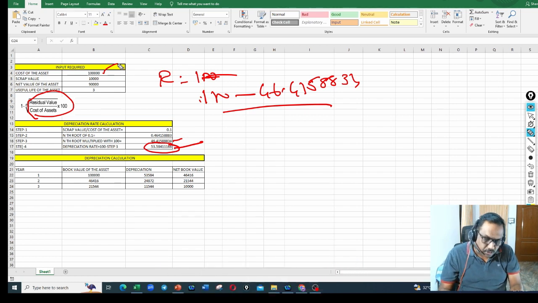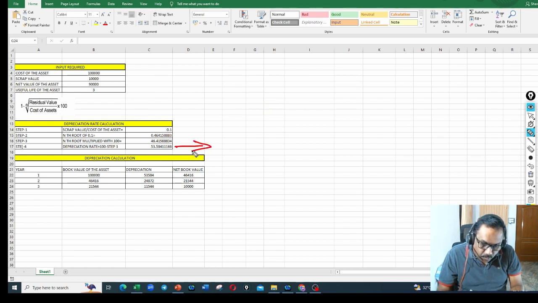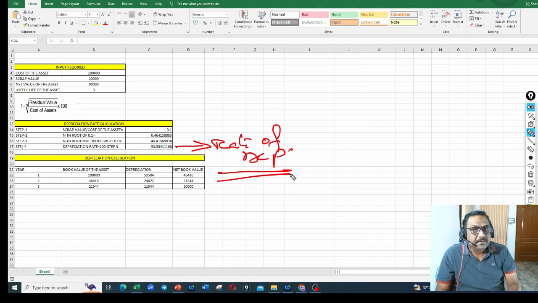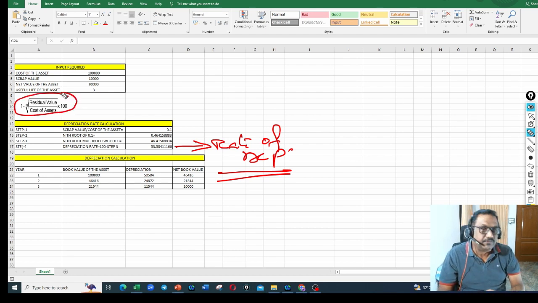Are you clear? So step 4, how did we get this? This 1 minus is nothing but 100 minus this value, 46.41, whatever we calculate. 100 minus that value is coming to 53.5841166. So once we get this value, we know now what the depreciation is. This is the rate of depreciation. Are you clear?